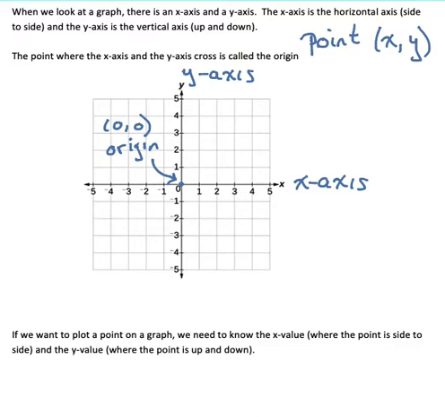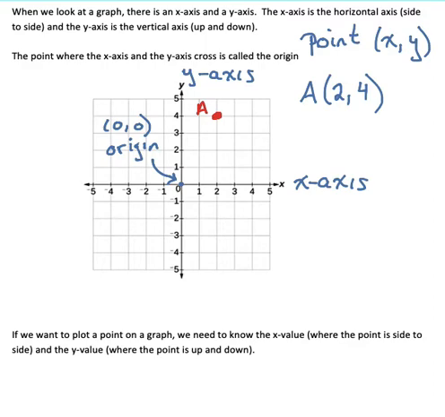So for example, let's say that we had a point that was right here. Let's call this A. And we wanted to name our point A. Okay, so we start at the origin, and how many over do we have to go? 1, 2. So the first name of this point is 2. And the second name, how many we have to go up? 4. Okay, so point A is 2, 4.